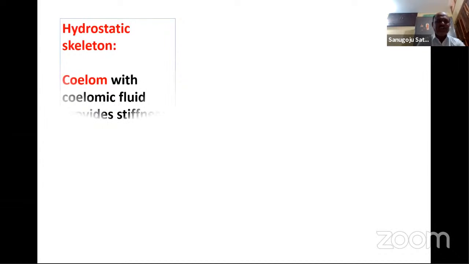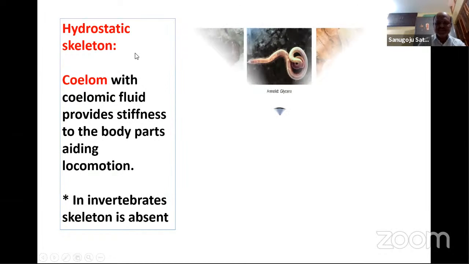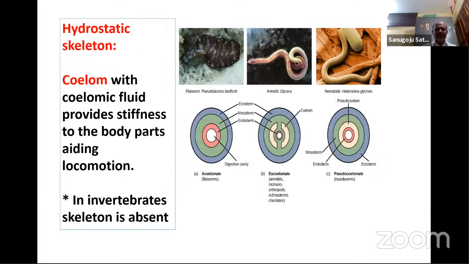Then we go for the hydrostatic skeleton. Invertebrates do not have a skeleton because they do not have the notochord. The skeleton is absent in invertebrates, but the coelom itself acts as the hydrostatic skeleton. Though it is liquid, the fluid provides stiffness to the body parts and is helpful for locomotion. With the fluid itself, the animal can move from one place to the other.